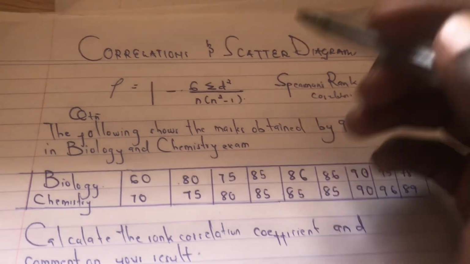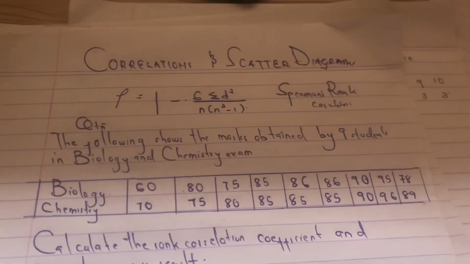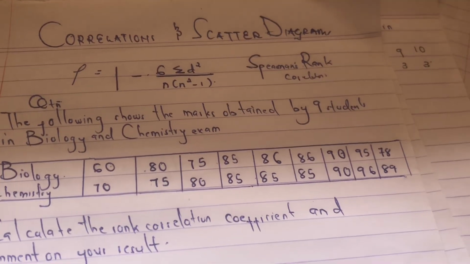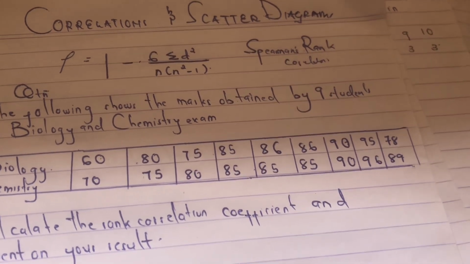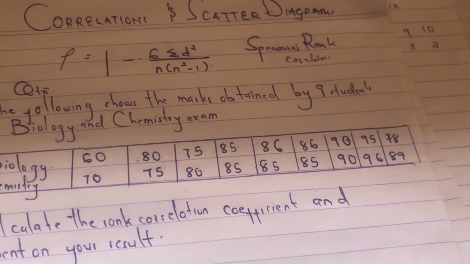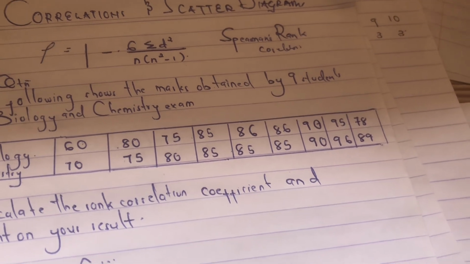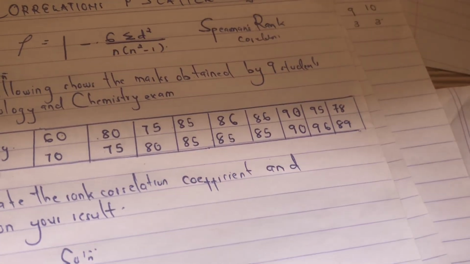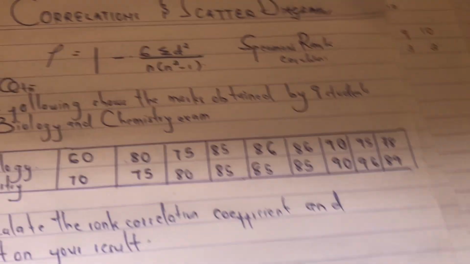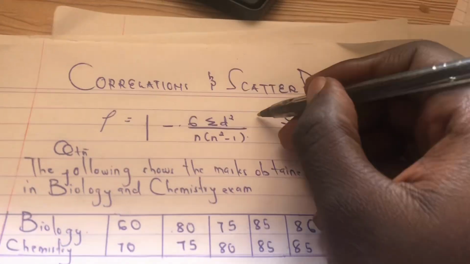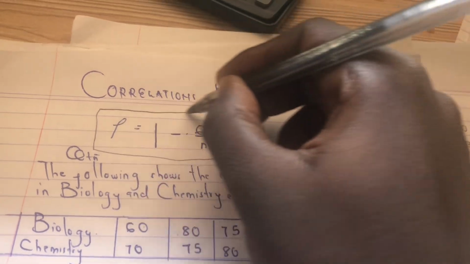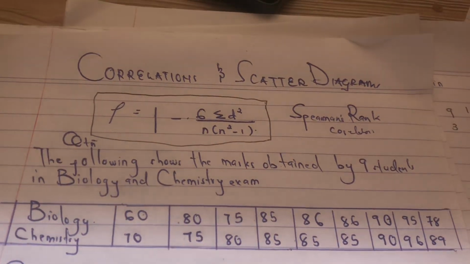Hello everyone, so today we are going to look at correlations and scatter diagrams. Correlations, this is where I want to rank the values or the variables and determine the relationship within them, whether there is high relationship or high correlation or low correlation, or it is medium. Are we together? So we are going to use the Spearman's rank correlation and we shall try out other methods, but for today let's learn the Spearman's rank correlation and how they actually rank them.